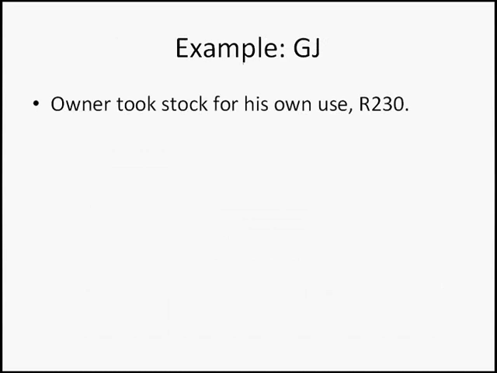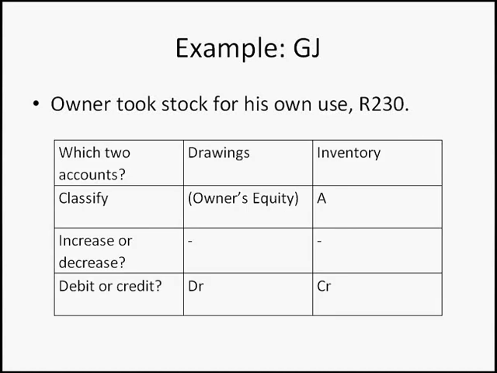Let's have a last look at the general journal entry. Typically, a general journal entry would be something like: owner took stock for his own use, 230 Rand. The two accounts involved are drawings and inventory. It's called drawings when the owner takes something for his own use. And in this case, what did he take? He took stock. So stock or inventory is the name of the other account that I'm using.